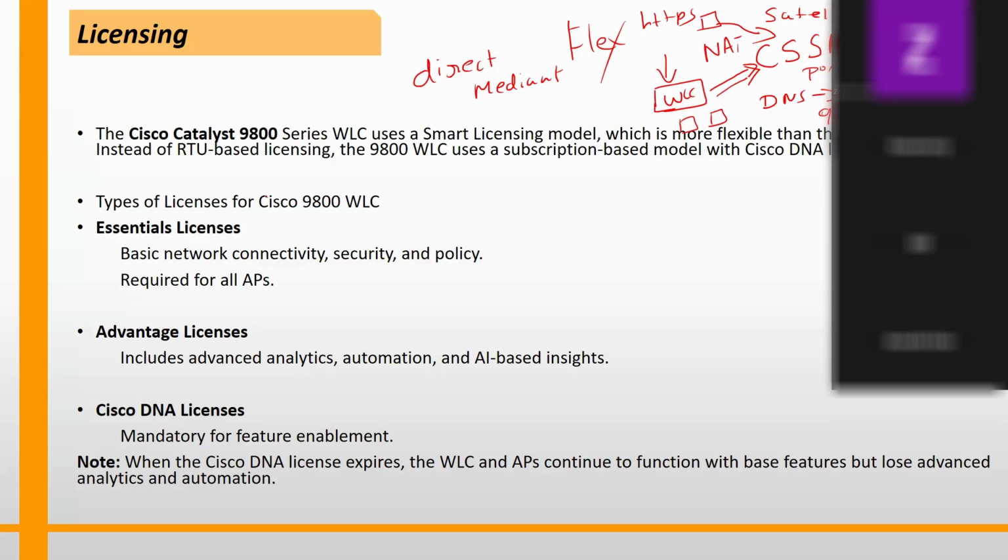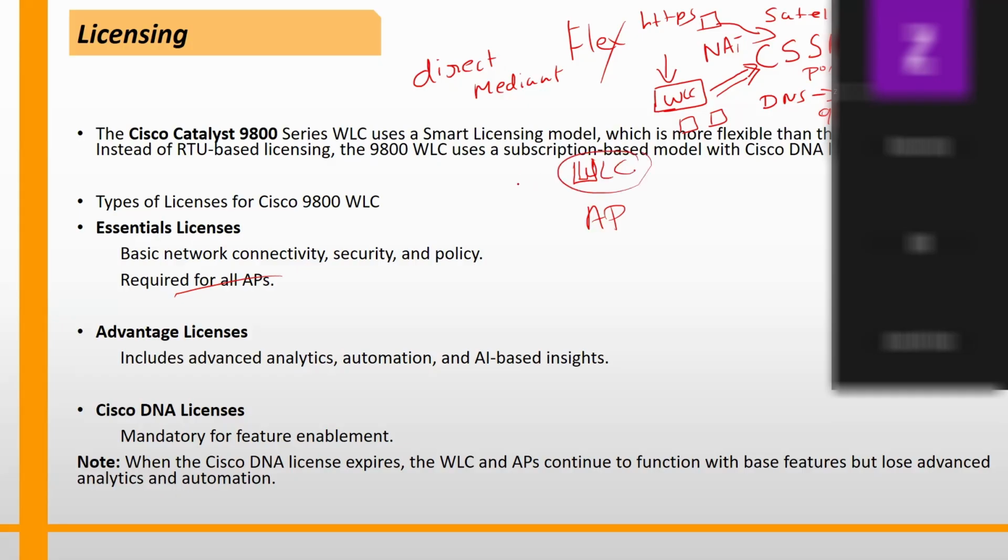This is the type of licensing that is available: essentials license, advantage license, and Cisco DNA license. Basic network connectivity, security, and policy are present in the essentials, and it is required for all APs. So here also the licensing, if you see, is based on the APs, tied to the APs, but not onto the WLC.